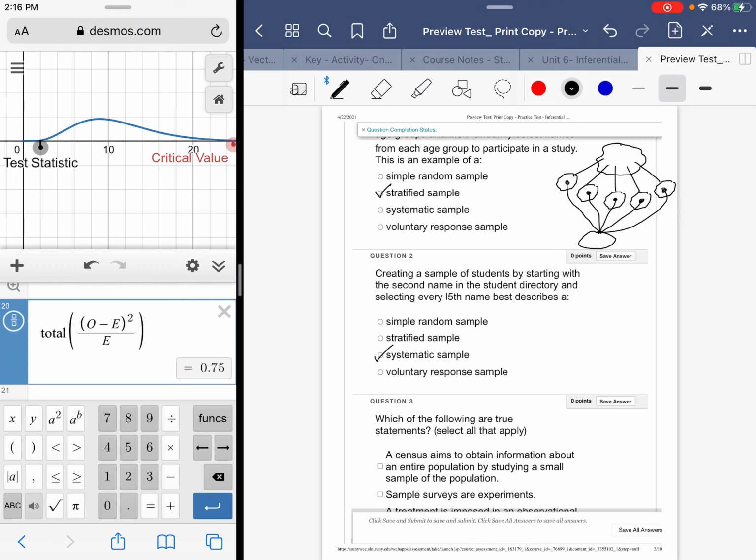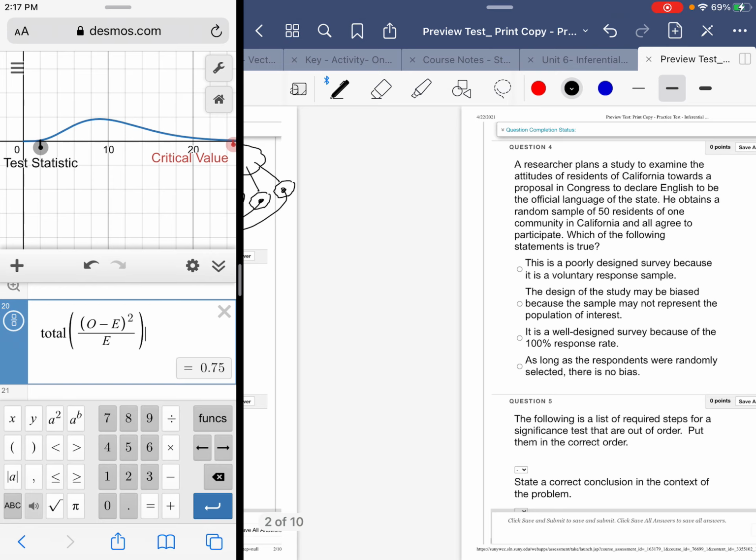All right, so number 3, which of the following are true statements? Select all that apply. Those are dangerous. All right, so the first one, the census aims to obtain information about an entire population by studying a small sample. No. Census does not study a small sample. It studies the entire population. Sample surveys are experiments. I don't even know what that means. I mean, you might use a sample survey while conducting an experiment, but it doesn't make it an experiment.